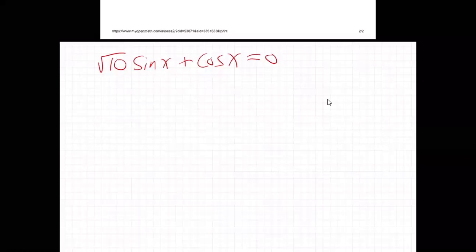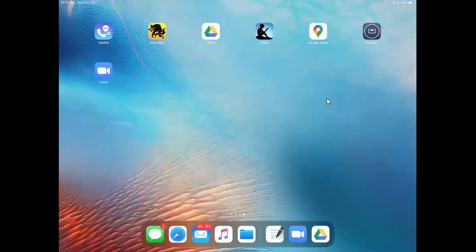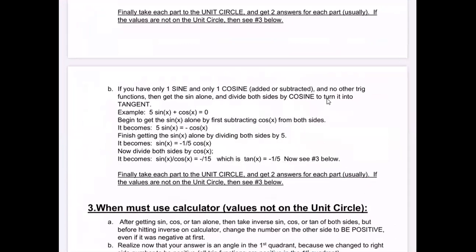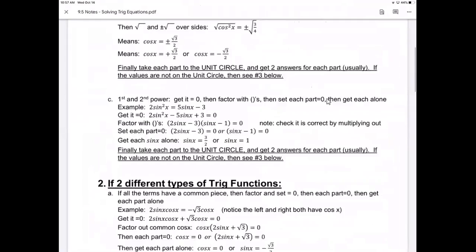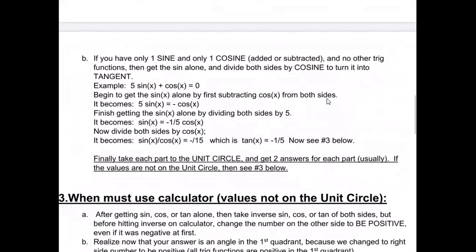Okay, so how do we solve this square root of sine cosine thing? Well, basically, it's from the notes, it would be right here, but it's got a little more tricks than this one does. This is the 9.5 solving trig equation notes, and this is number 2, part B. So it's similar to these steps right here, but in the end, it's like these steps.